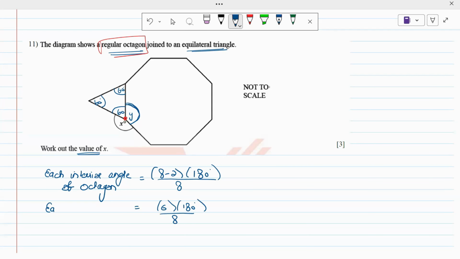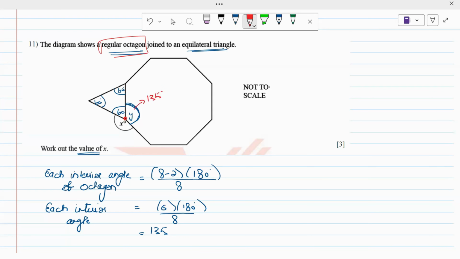So each interior angle would be equal to 6 into 180 divided by 8. So that's 135. We get this y as 135.